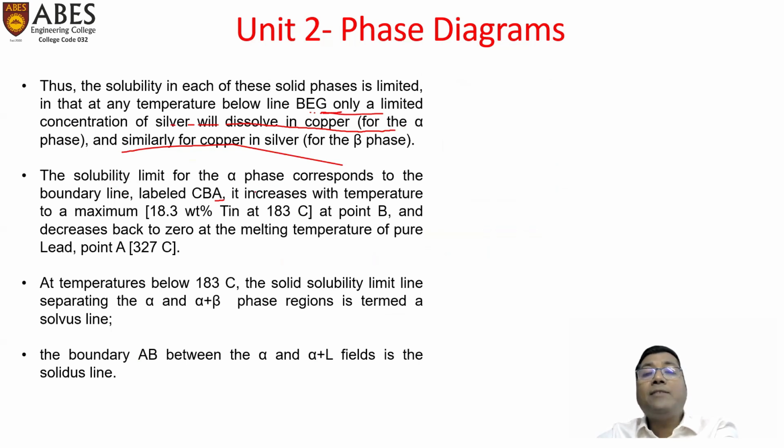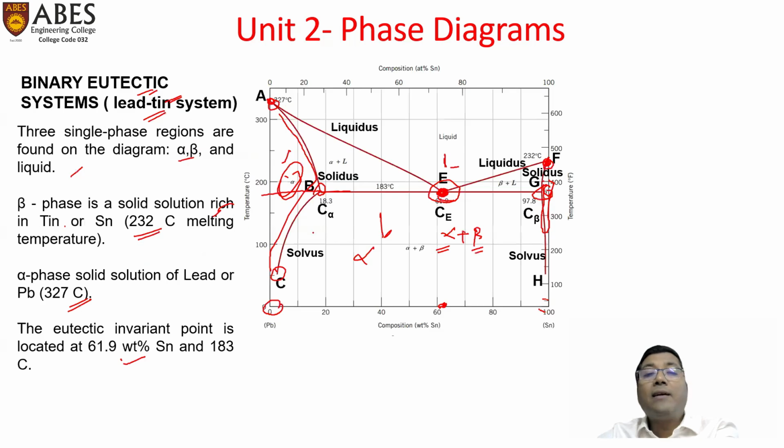The solubility limit for the alpha phase corresponds to the boundary line labeled CBA. It increases with temperature to a maximum of 18.3 weight% tin at 183 degrees Celsius at point B, and decreases back to 0 at the melting temperature of pure lead, that is point A. Here we can see the solid solubility line is maximum, means roughly 18 to 19% of tin would get dissolved in lead at 183 degrees Celsius. Above this temperature, the solubility goes down and subsequently reduces to 0, meaning at 327 degrees Celsius no tin would be dissolved in solid lead, and 100% lead would be melting.